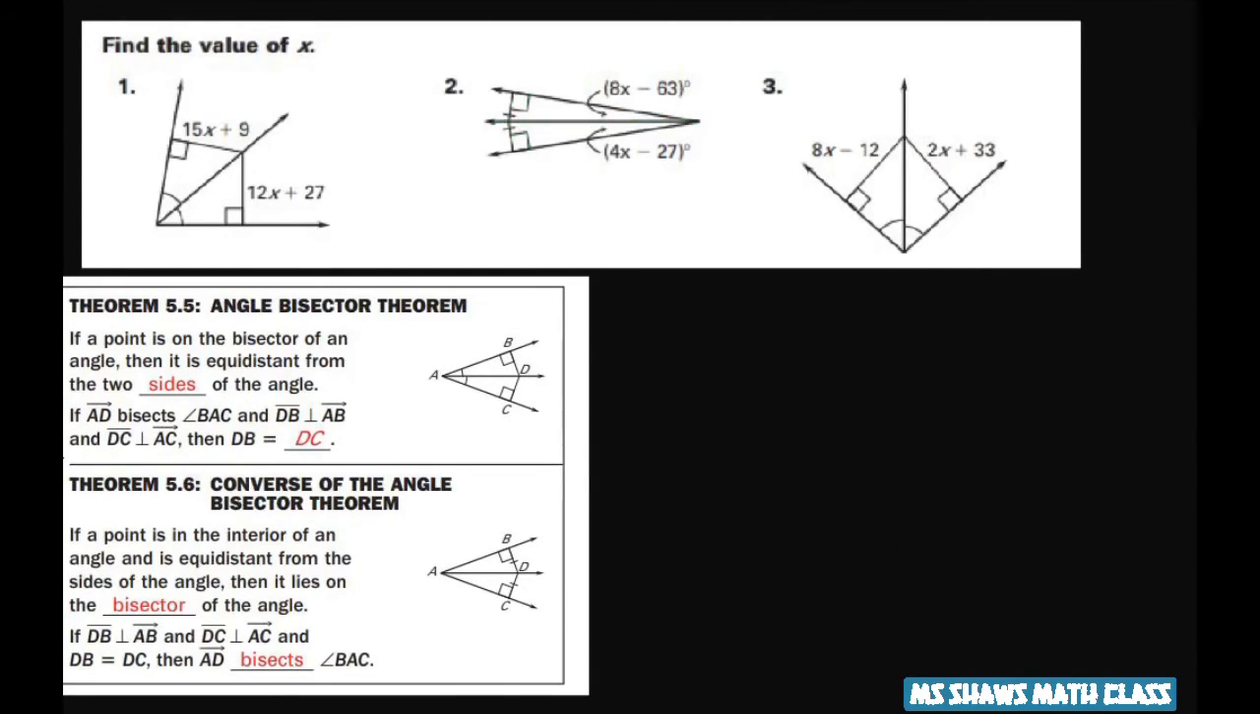And finally we have the last one. So it's the same as this one. These two angles are congruent. We have these perpendicular lines. So that means these two sides are congruent. So set them equal to each other.